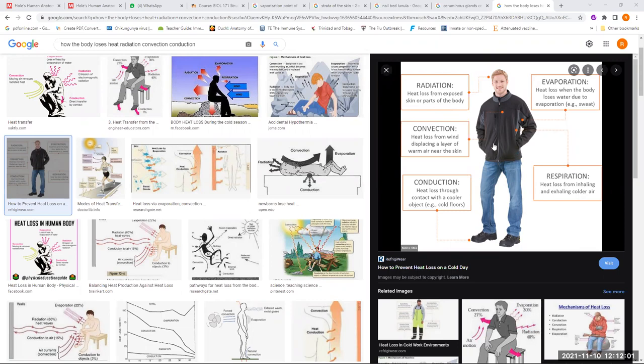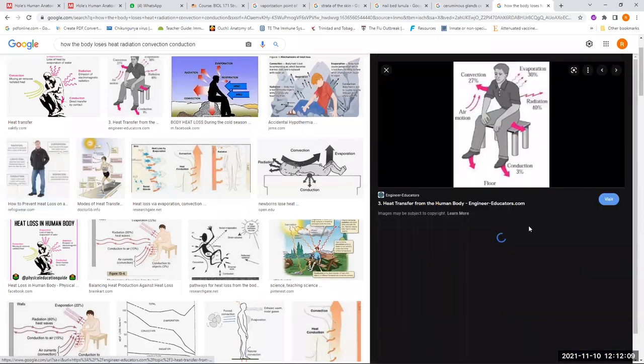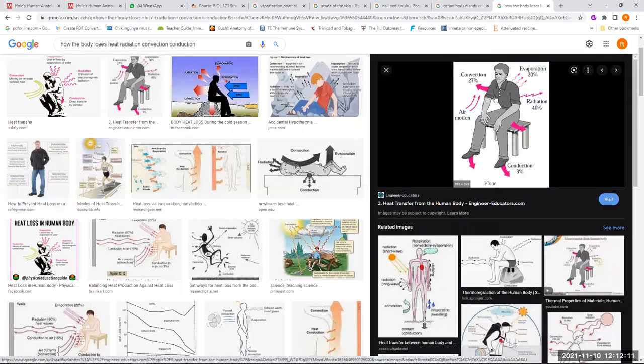I like this image here, right? This image I've shown here is really nice, rather interesting. This is giving percentages, showing how you lose heat in terms of the body itself. So the convection we mentioned, the air is moving the heat off of your body. So convection happens all the time.